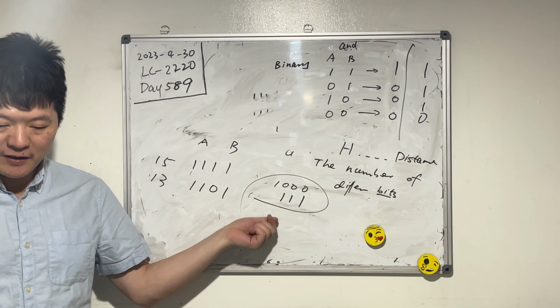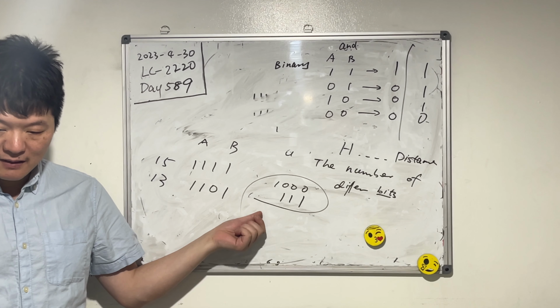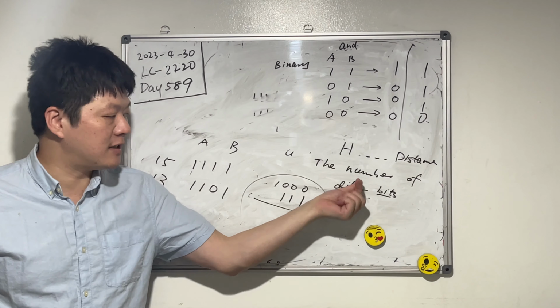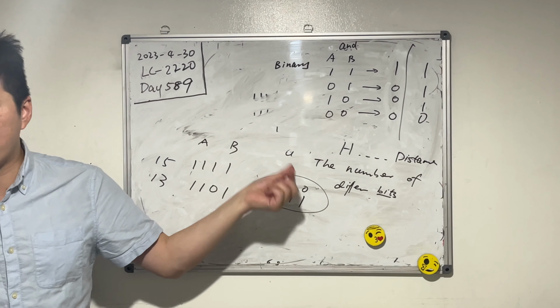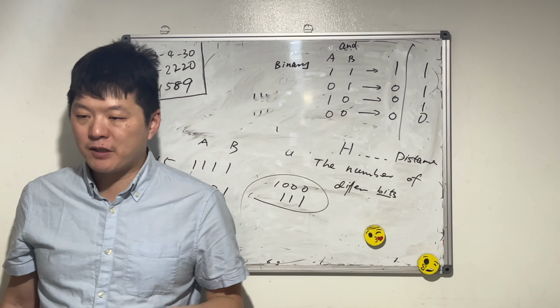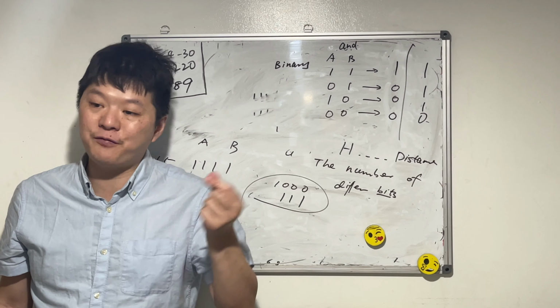Is this the answer, the Hamming distance? The minimum number of flips? Yes. The Hamming distance is basically the same as the number of flips, because if a bit is different, then we need to flip it.